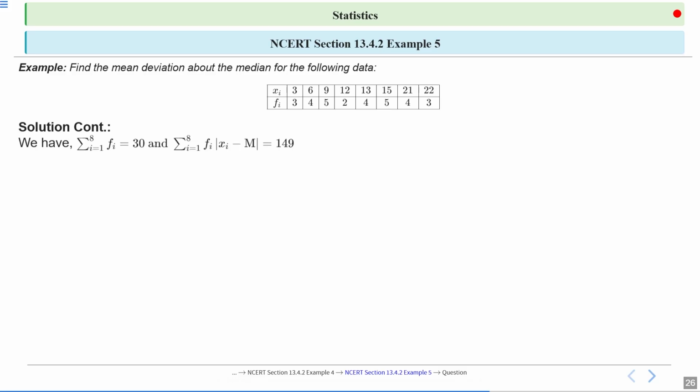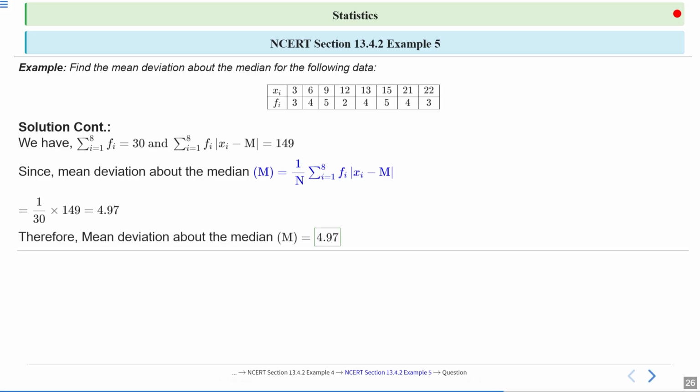So we have summation i equal to 1 to 8 f_i is 30, and summation i equal to 1 to 8 f_i times mod of x_i minus m is 149. Since mean deviation about the median is basically 1 by n summation i equal to 1 to 8 f_i times mod of x_i minus m, this is equal to 1 by 30 times 149, and this is equal to 4.97. Therefore, mean deviation about the median is 4.97.